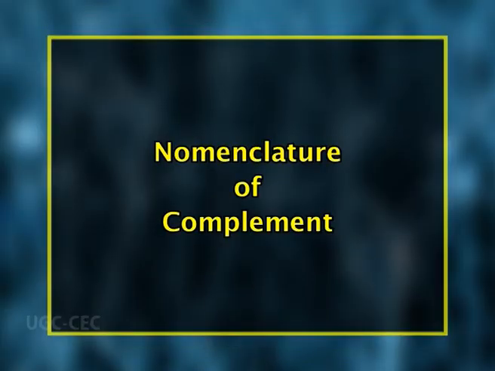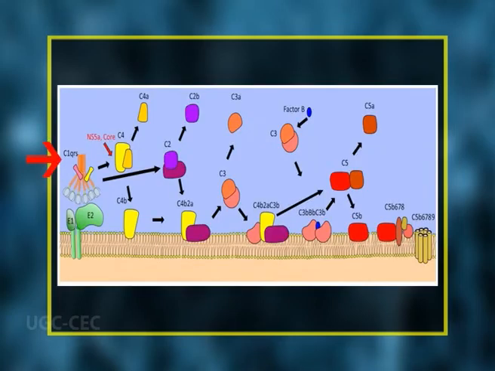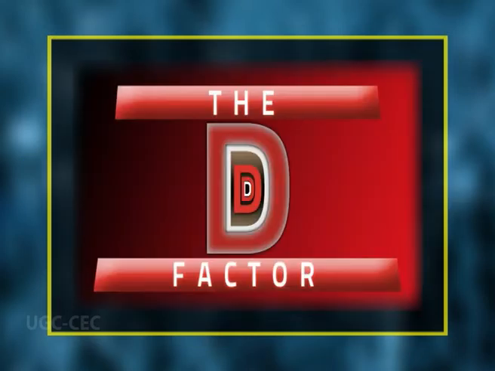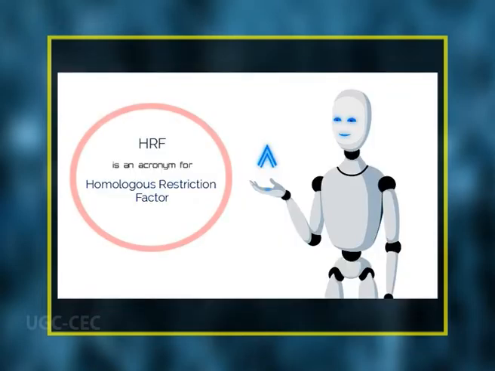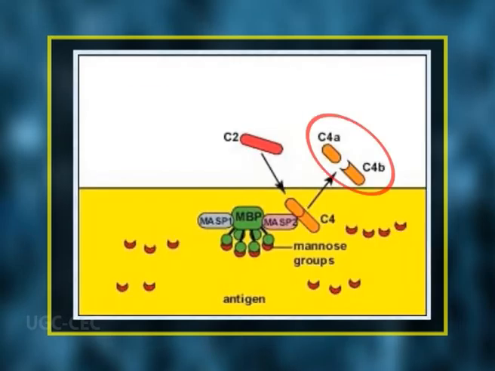After knowing the complement components, let us try to understand the nomenclature. Complement components are designated by numerals C1 to C9, by letter symbols, for example factor D, or by trivial names, for example homologous restriction factor. Peptide fragments formed by activation of a complement component are denoted by small letters. In most cases, the small fragment resulting from a cleavage of a component is designated by a and the larger fragment is designated by b.